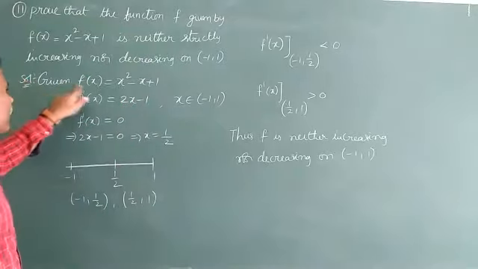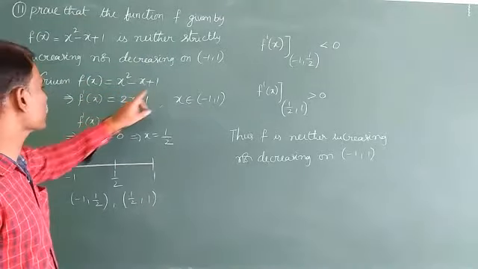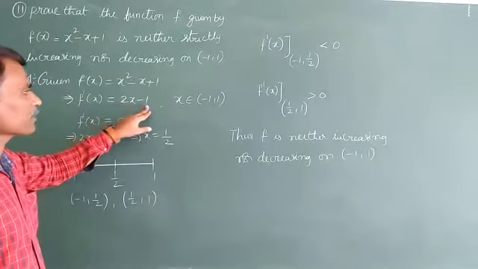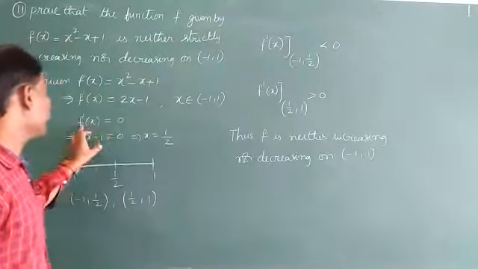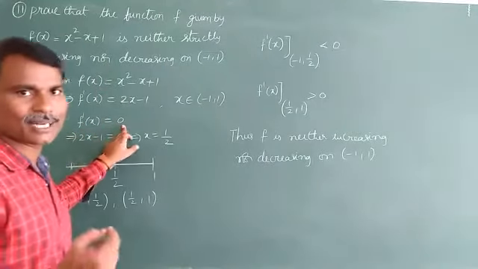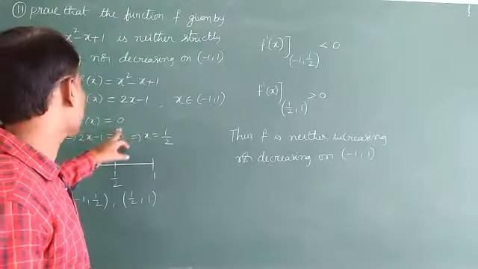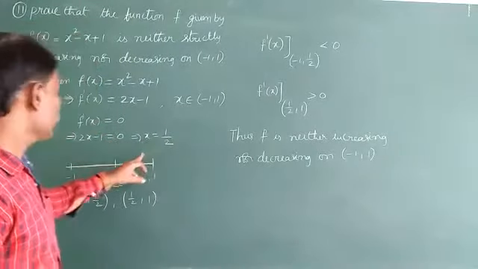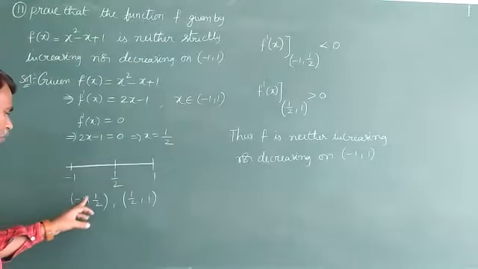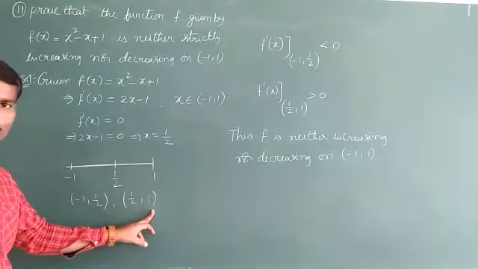So given f of x is equal to x square minus x plus 1, f dash of x is equal to 2x minus 1, x belongs to minus 1 comma 1. Setting f dash of x equal to 0, because neither increasing nor decreasing, we say 2x minus 1 equal to 0, which means x is equal to 1 by 2. That 1 by 2 divides the interval into two intervals: minus 1 comma 1 by 2, and 1 by 2 comma 1.